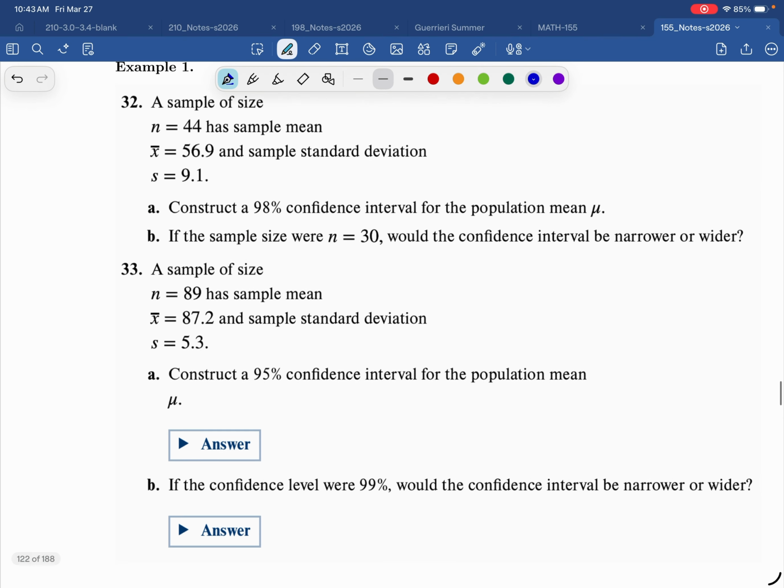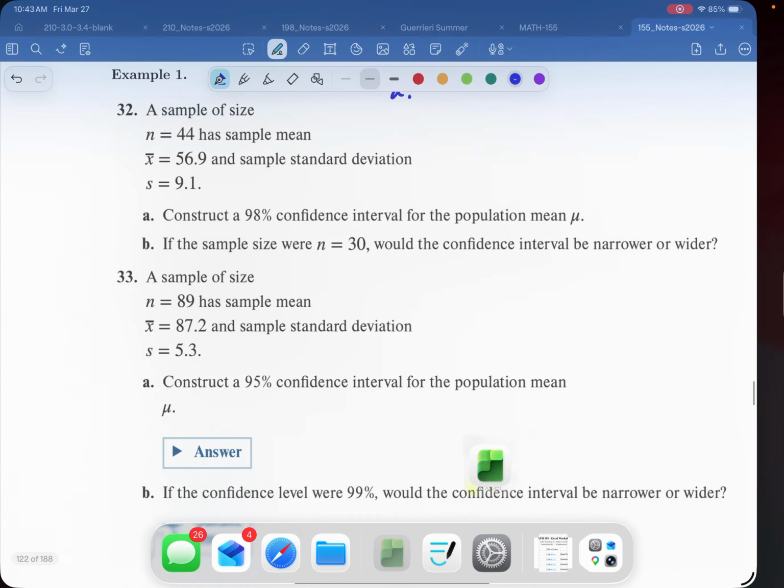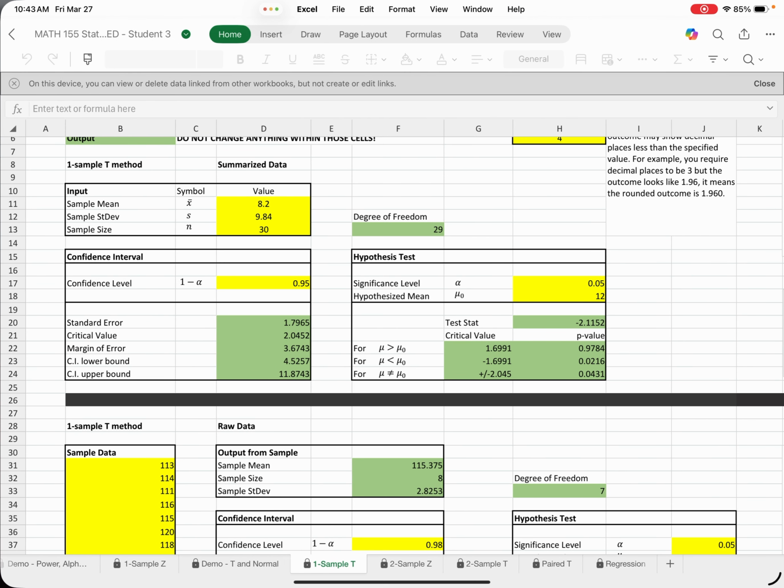Okay? So let's look at an example. We have a sample size given 44, sample mean 56.9, sample standard deviation 9.1, construct a 98% confidence interval. So what we're going to do here, if we just open our Excel program, and we go to one sample t, see down here, one sample t?